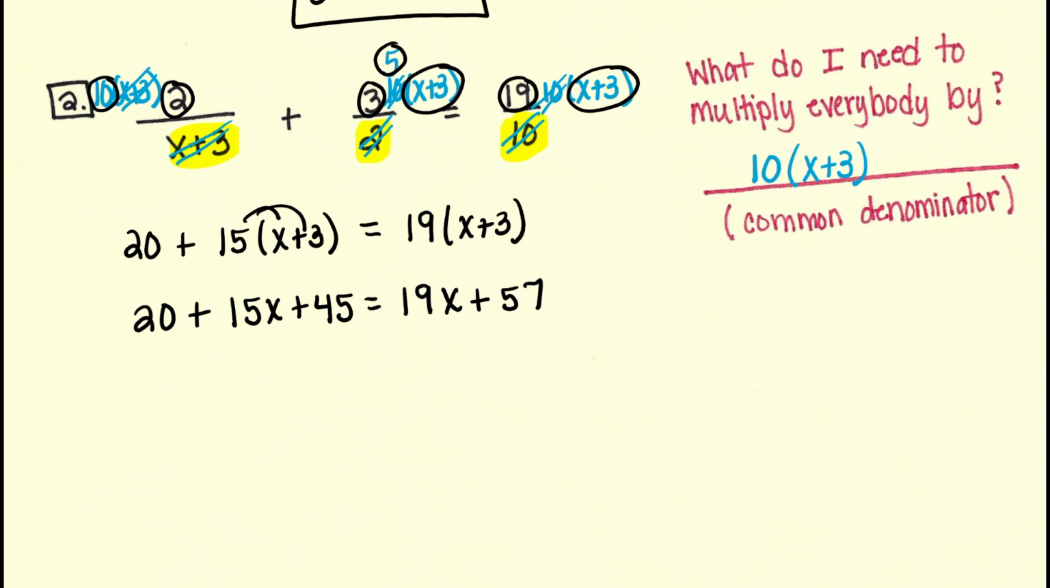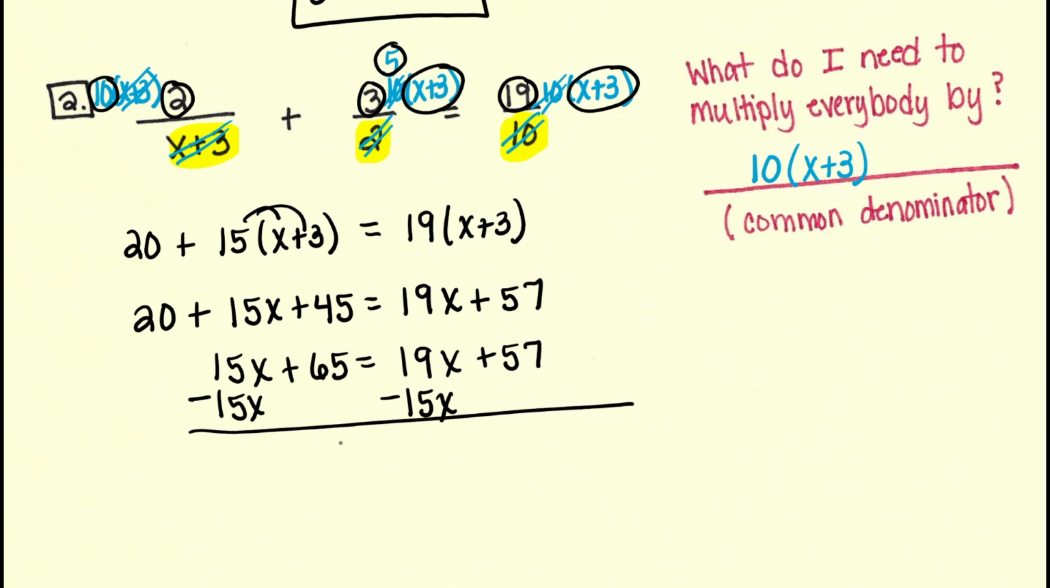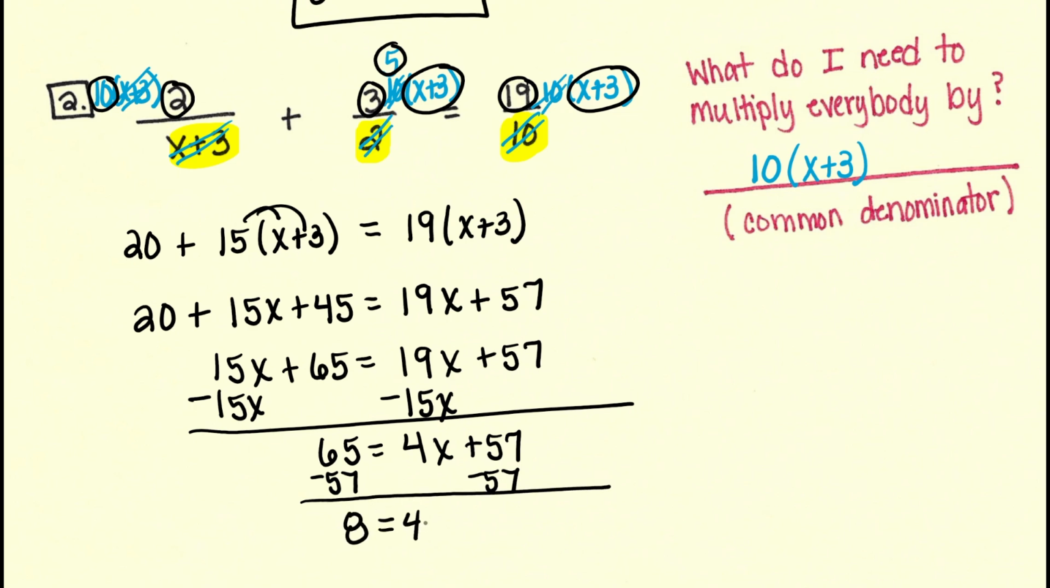All right, collect your like terms. So that's going to give me 15x plus 65 is equal to 19x plus 57. Again, I like to put the variables together first. So I'm going to choose to subtract the 15x from both sides. That brings down 65 is equal to 4x plus 57. We're going to subtract the 57 from both sides. And when I do that, that's going to give me 8 is equal to 4x, dividing by 4, and x is equal to 2.